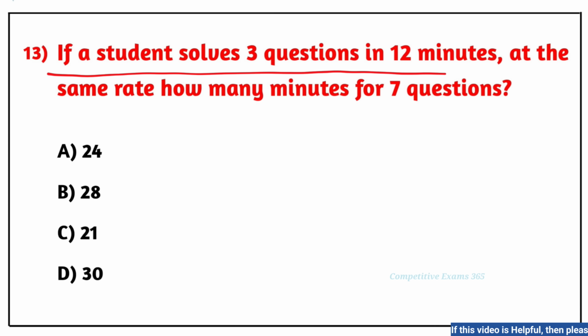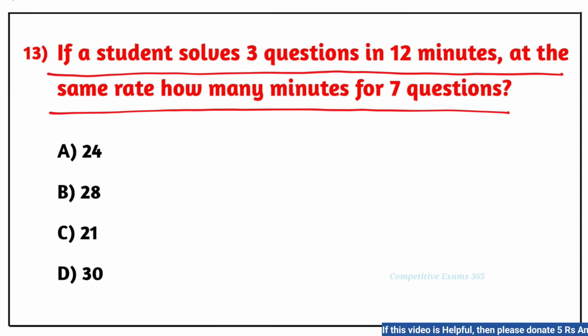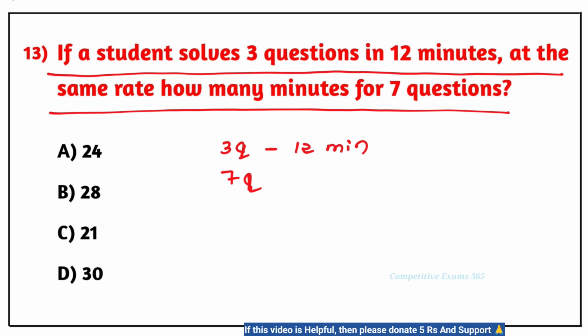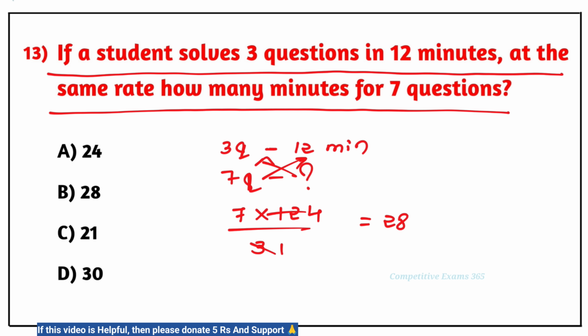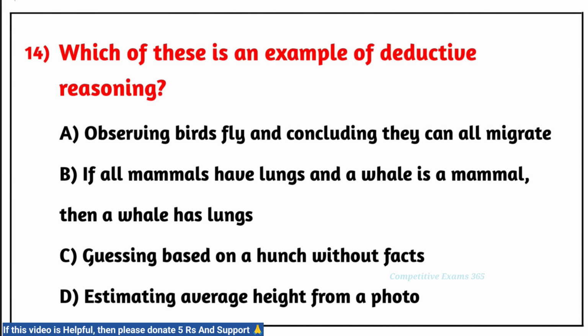13th question. If a student solves 3 questions in 12 minutes, at the same rate how many minutes for 7 questions? Here for 3 questions he takes 12 minutes, and for 7 questions how many minutes? Just do the cross multiplication. 7 into 12 divided by 3. 3 fours are 12. So 7 into 4 is 28. So option B, 28, is the correct answer.